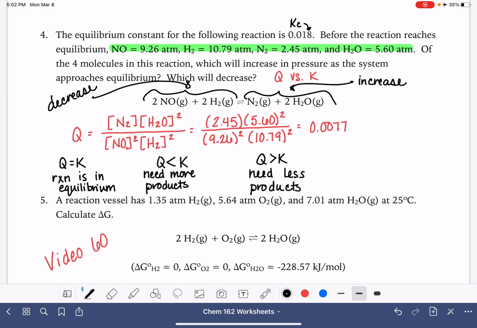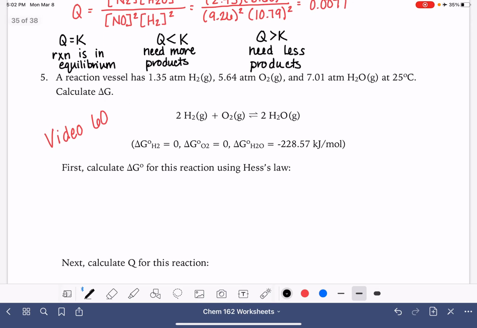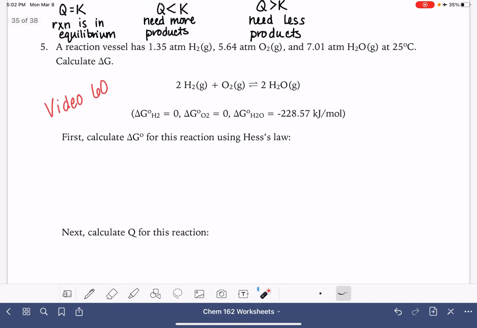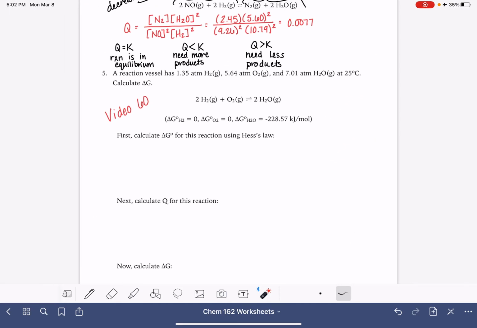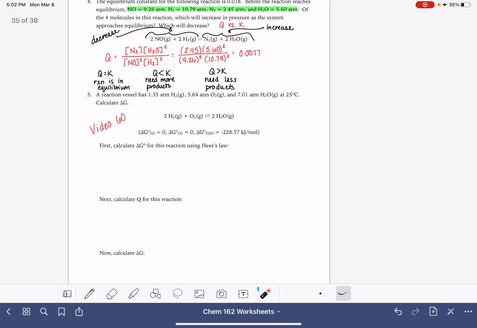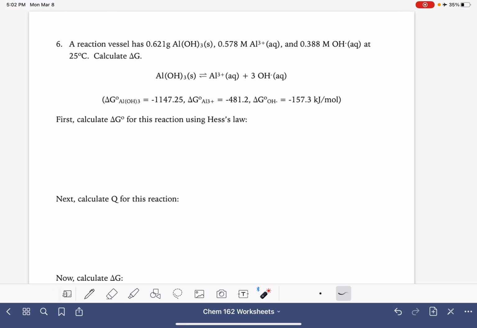For the next problem, we're shifting gears a little bit, and we are going to be using equilibrium to help us calculate non-standard delta G values. This particular problem I have already solved in video number 60, so I'm not going to solve it again right now. If you want to see it solved, go to that video. We are going to solve a very similar problem, this one right here.